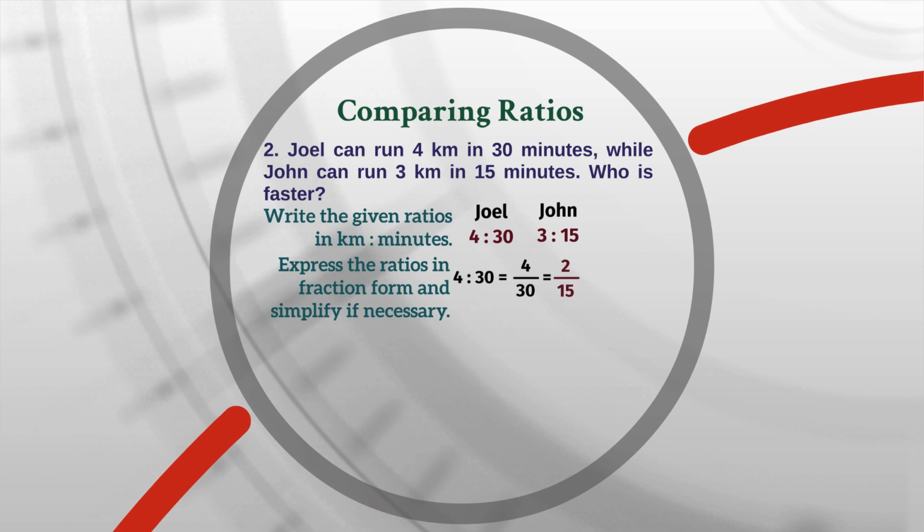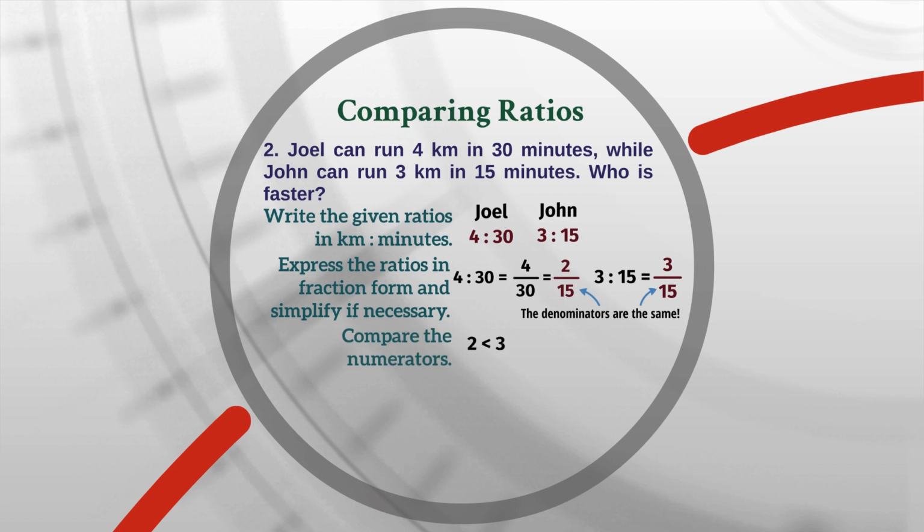The ratio of 4 to 30 would become 4 over 30, or 2 over 15 in simplest form. And the ratio 3 to 15 would become 3 over 15. This is already in simplest form, so no need to simplify it. You see, the denominators are already the same. This is easier because we don't need to express them as similar fractions. We'll go straight to comparing the numerators.